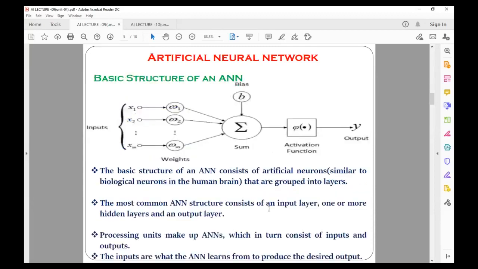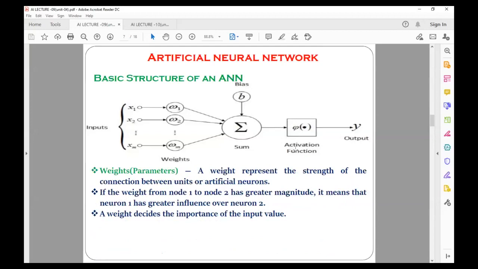Then we studied what exactly this artificial neuron looks like. It consists of different inputs, and on each input there is a weight, and then there is a summation. The output of this summation is given to the activation function, which generates some value. If that value is greater than the threshold, then the activation function generates a particular output. So based on whether the value crosses the threshold or not, the activation function generates the outputs.